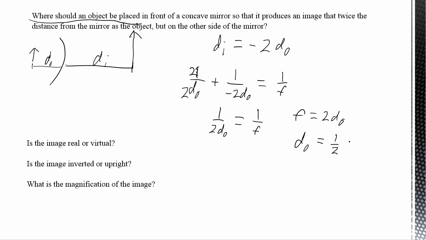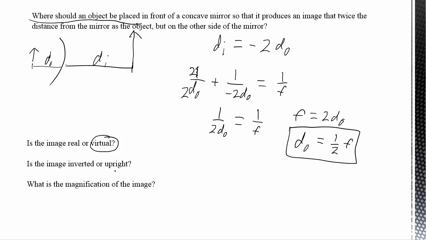So if we place the object at half the focal length, then we will have an image that is twice as large and on the other side, and they're always going to be upright on the other side. So follow-up questions: is the image real or virtual? Well, if it's on the other side of the mirror, it's always got to be virtual because the rays don't pass through the mirror. They're always going to bounce off it, so there's no rays over here. Whenever you've got an image on the opposite side of a mirror, it's going to be virtual.